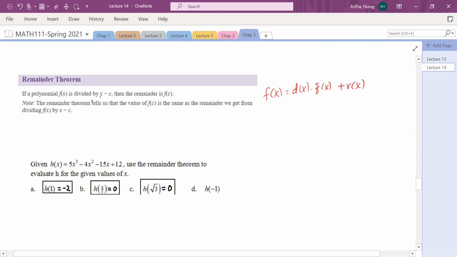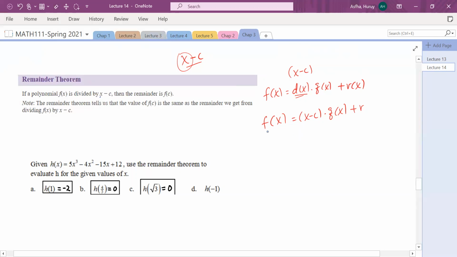So if f of x is divided by x minus c, so if this divisor is x minus c, then f of x equals x minus c times q of x plus r of x. We have this, right? And this r of x is always a constant in this case because we are dividing the polynomial by x minus c, which has degree 1. So the remainder has to have a degree less than the divisor. Because this is degree 1, this has to be constant. Therefore, I will just write it r, okay?